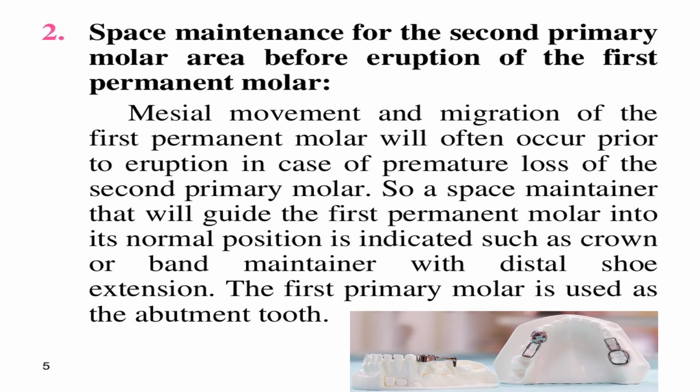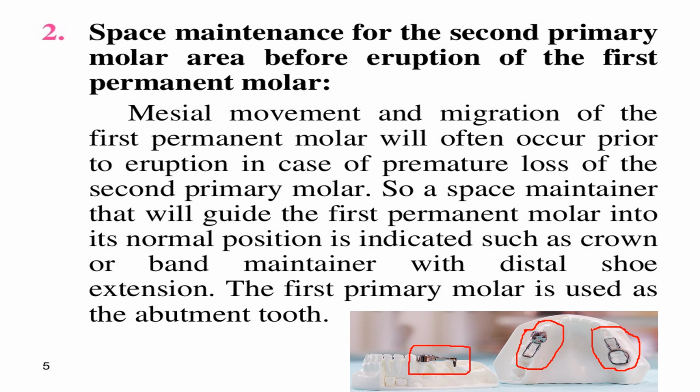2. Space maintenance for the second primary molar area before eruption of the first permanent molar. Mesial movement and migration of the first permanent molar will often occur prior to eruption in case of premature loss of the second primary molar. So a space maintainer that will guide the first permanent molar into its normal position is indicated, such as crown or band maintainer with distal shoe extension. The first primary molar is used as the abutment tooth.